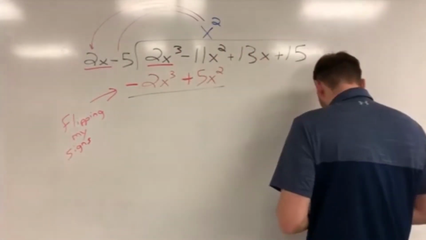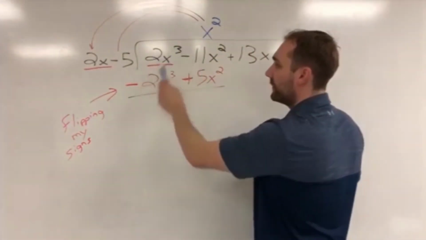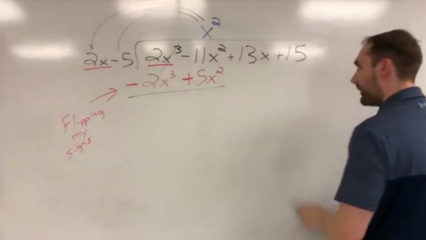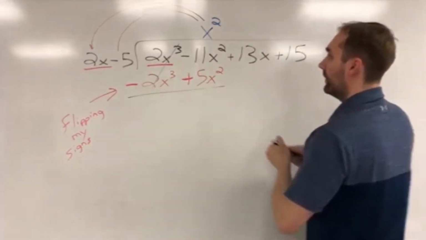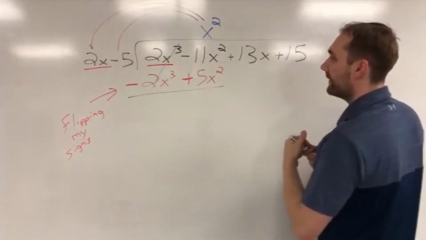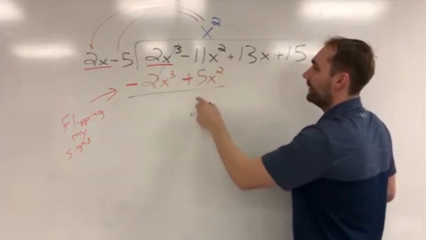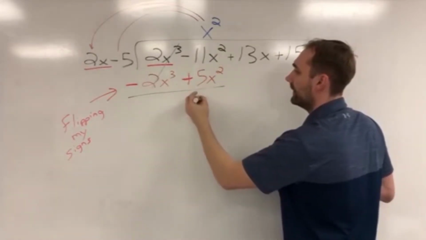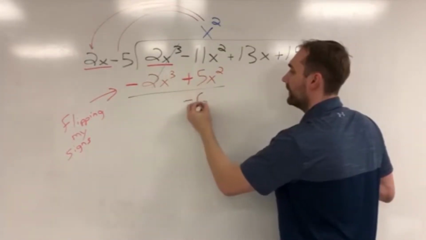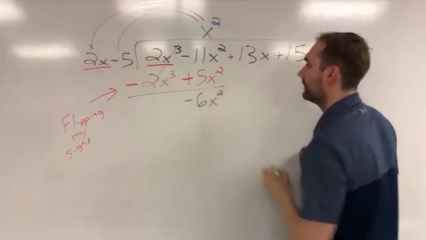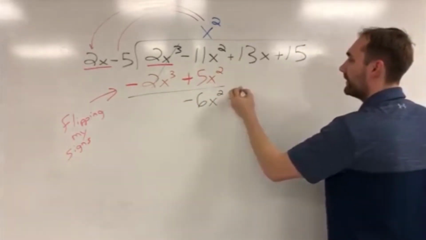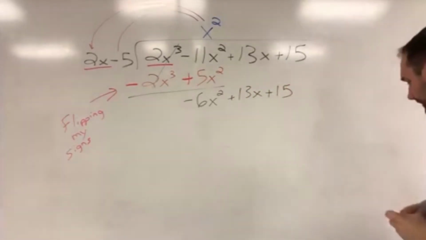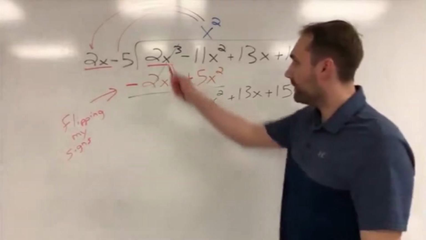Now why in the world did I do that? Well, once I add 2x cubed to a negative 2x cubed, they will cancel. That is what I want. I want to get rid of the cubes. So let me just work down the row here and add everything else up. Negative x squared plus 5x squared is, let's see, negative 6x squared. And drop everything else down. Plus 13x plus 15. Okay. Now I've gotten rid of my cube.